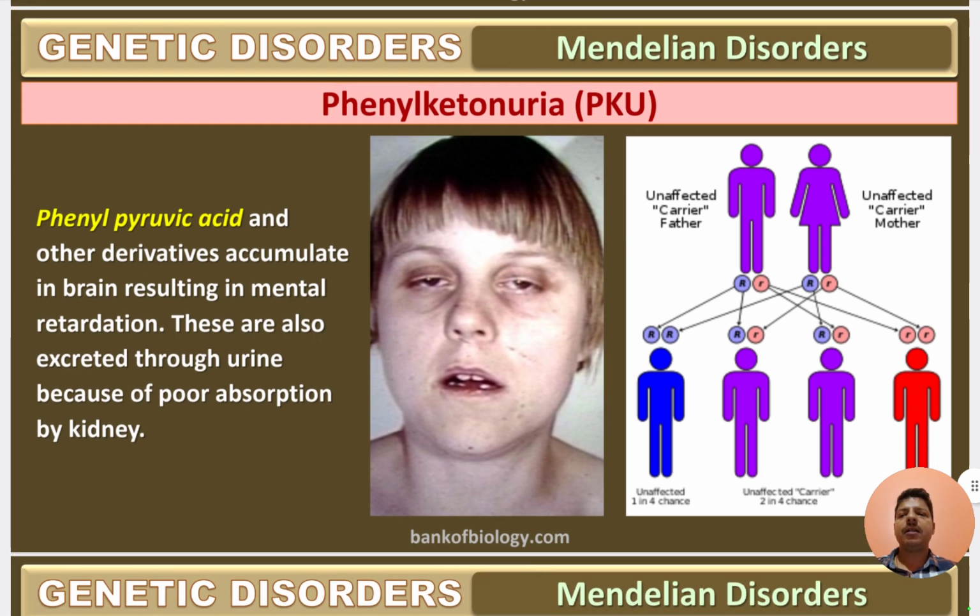And what is the result? Phenylpyruvic acid and other derivatives accumulate in the brain, resulting in mental retardation. This is also excreted through urine because of poor absorption by the kidney.